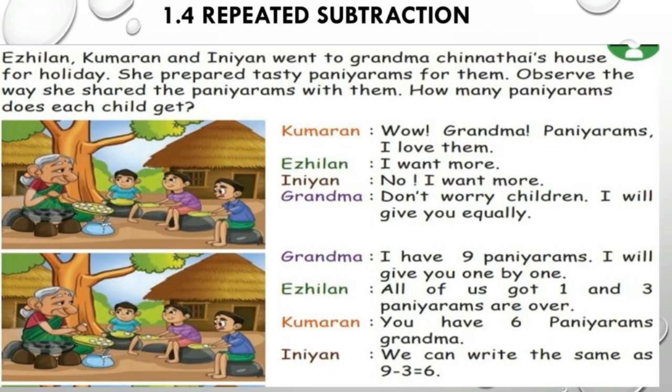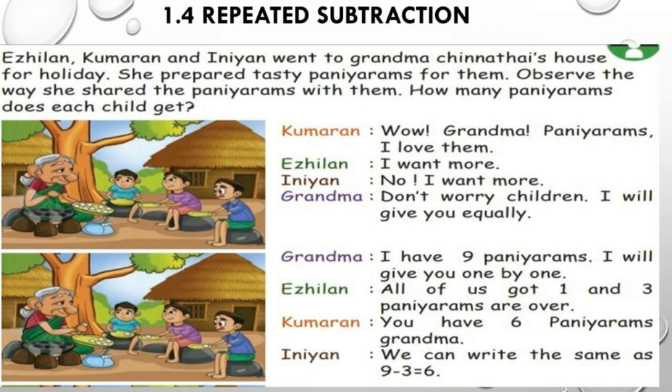Now let us see the repeated subtraction through an illustration. See here, Erilan, Kumaran and Inian went to Grandma Chinnathayi's house for a holiday. She prepares tasty paniyarams for them. Observe the way she shared the paniyarams with them and how many paniyarams each child gets. Let's see the conversation. Kumaran said, "Wow, Grandma, paniyarams, I love them." Erilan said, "I want more." Inian said, "No, I want more." And Grandma said, "Don't worry children, I will give you equally."